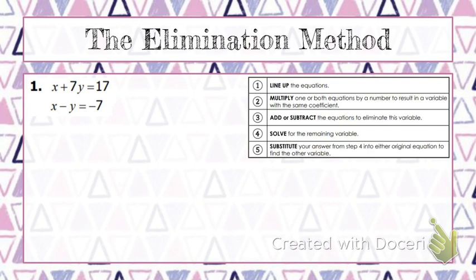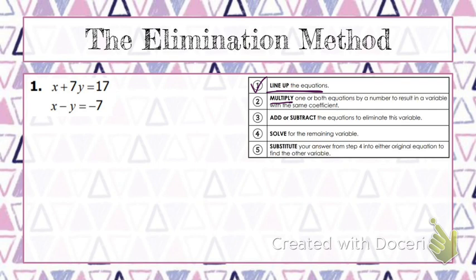So our first step is to line up the equations. That means that the x's need to be in a column, the y's need to be in a column, and then the numbers need to be in a column. And the equal signs also have to be in the same spot. So these are already lined up for us because they're in the same order. So we've already completed number one.